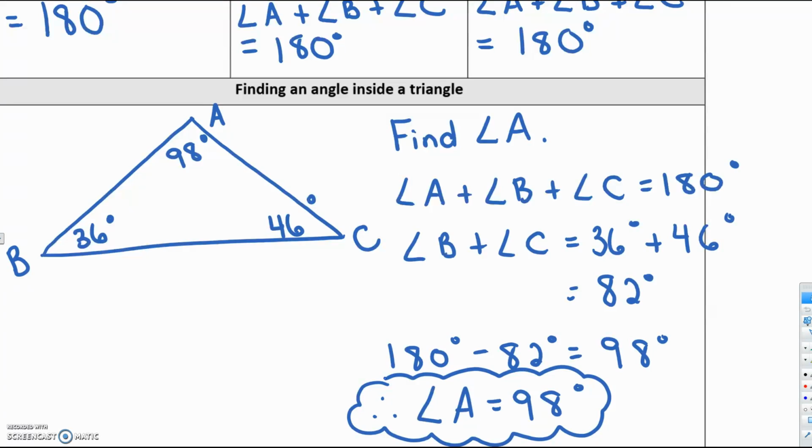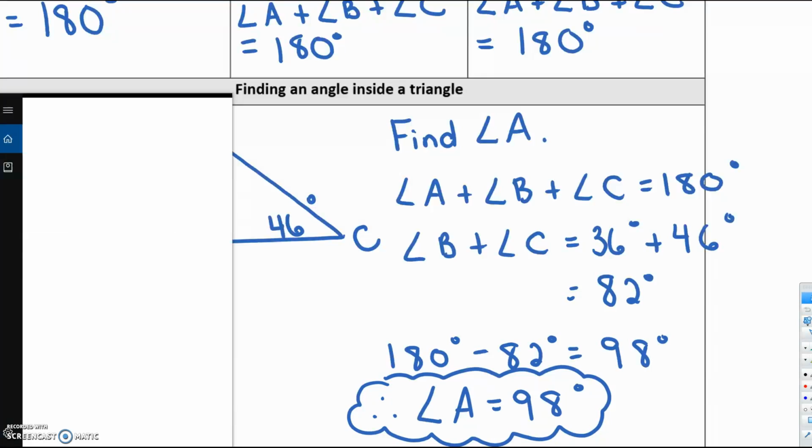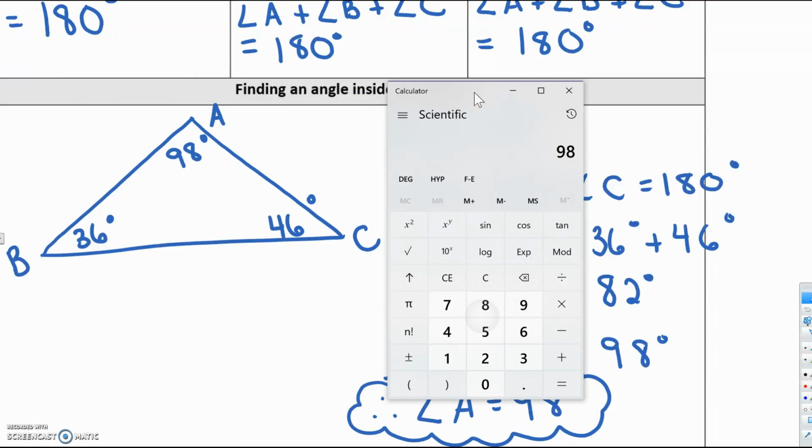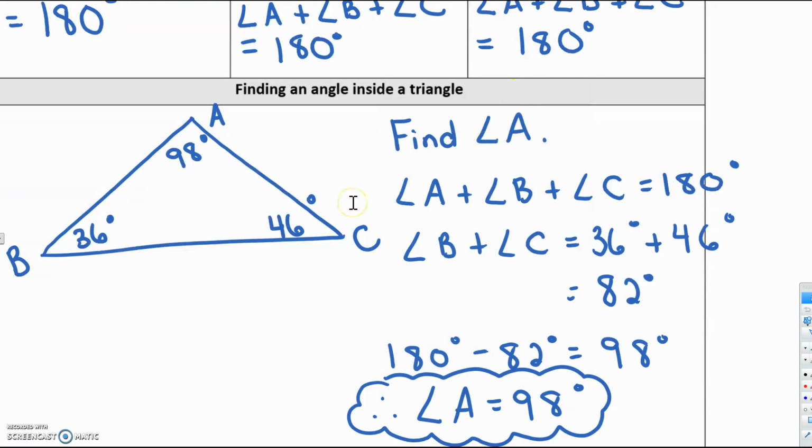So if I do test it out, I can try doing 98 plus 36 plus 46. So I'm just going to try that. 98 plus 36 plus 46. And we can now verify that our answer is correct because all three angles added up give me 180 degrees.